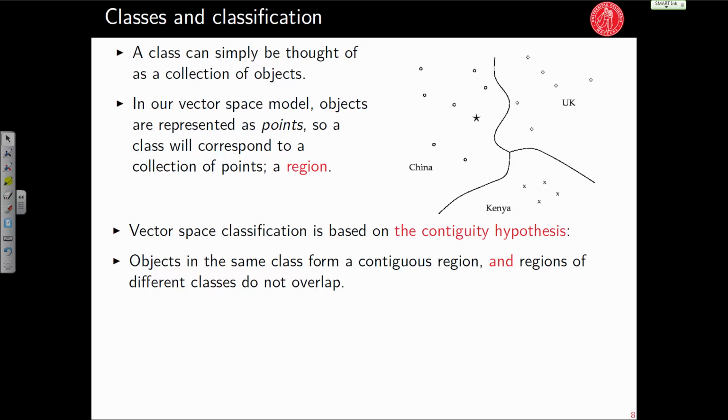What do you mean by class membership? You can define class membership as an object being a member of one class only, and you can also define it as an object being a member of different classes at the same time. But if we allow that, then the contiguity hypothesis won't hold. We have this hypothesis so that we can work with vector space based representation for classification.